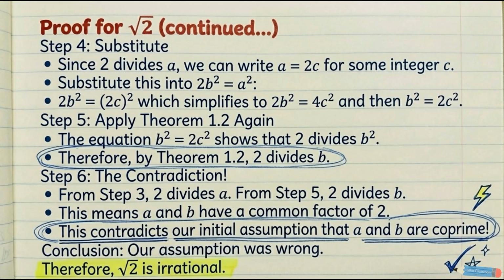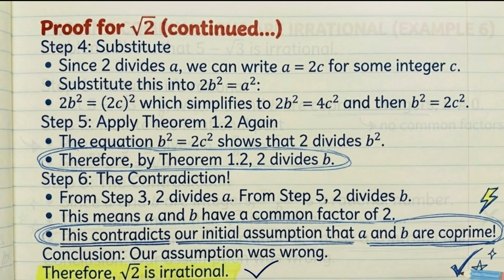The contradiction: from step 3, 2 divides a. From step 5, 2 divides b. This means a and b have a common factor of 2. This contradicts our initial assumption that a and b are co-prime. Conclusion: our assumption was wrong. Therefore, root 2 is irrational.